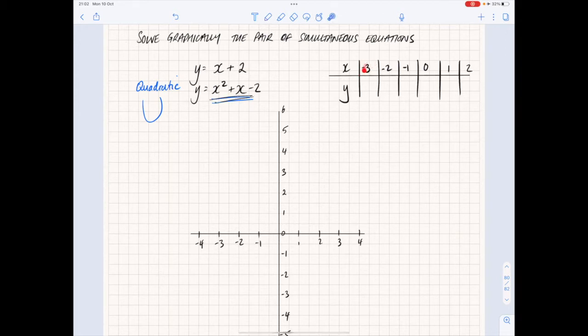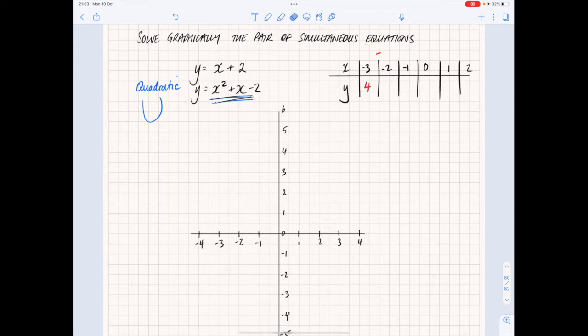So x is -3. So I'm going to substitute in -3 first. So -3 squared, because I'm saying x is -3, plus x again, and x is -3, -2. First thing to remember is -3 squared becomes 9. Plus -3 means -3, -2. So 9 minus 3 is 6. 6 minus 2 is 4. So this point becomes 4.